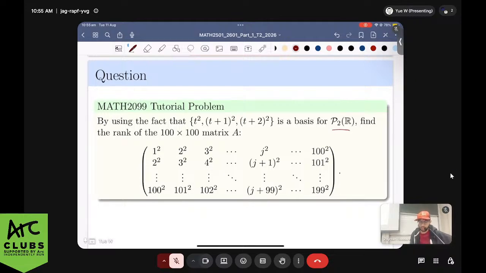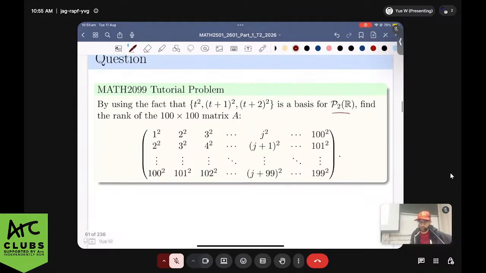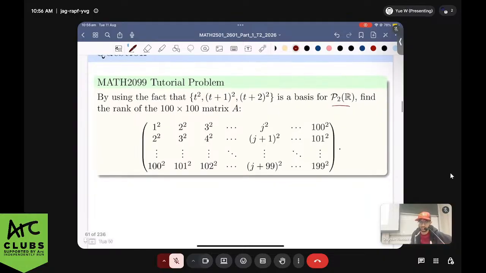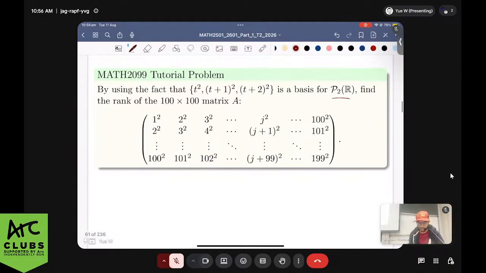Well, these are quadratics, right? Can you see anything related to quadratics here? Well, the entries are kind of like squares, right? You can say they're like quadratics evaluated at something. If you look at this column, you can see that a_ij equals (j + i - 1) squared.